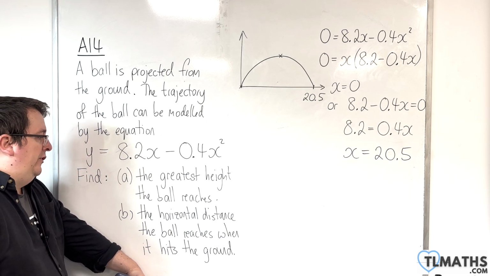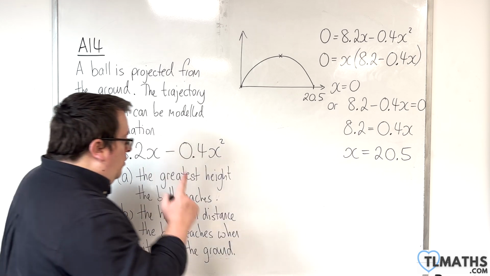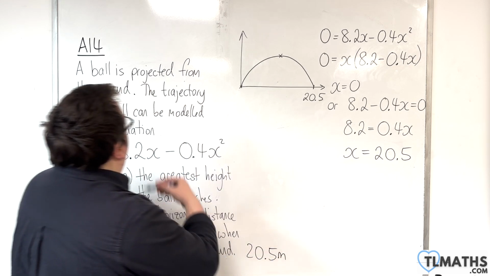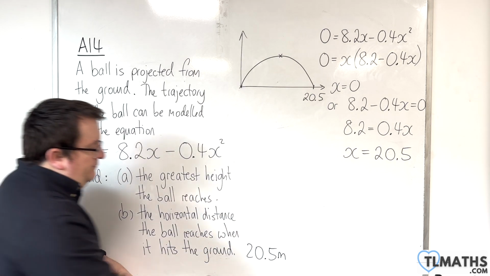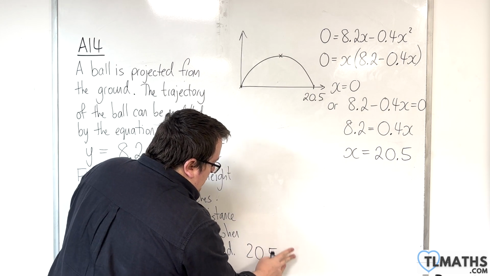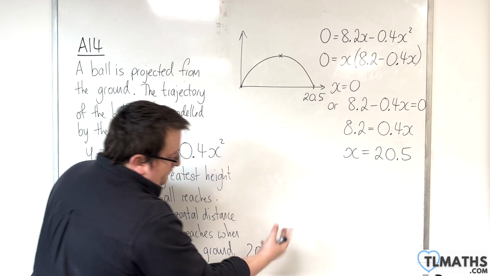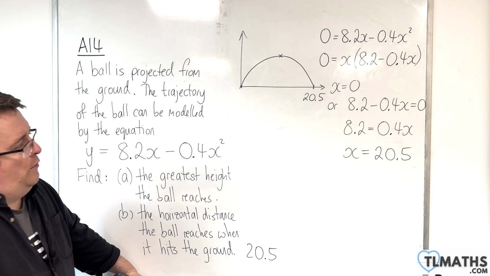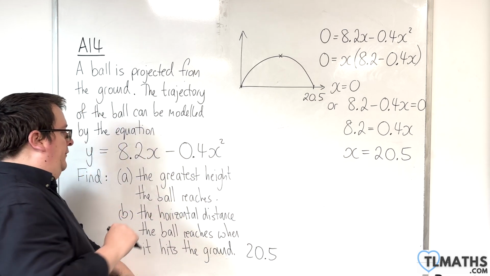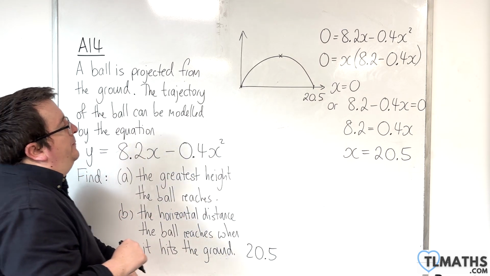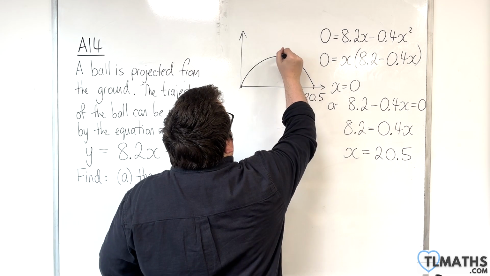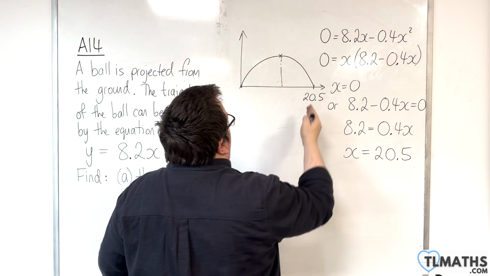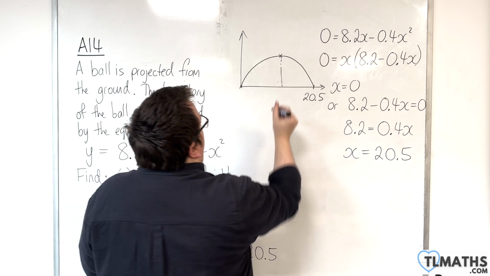The horizontal distance the ball reaches when it hits the ground will be 20.5, and let's assume that we're in meters. Or let's not assume that, but we could be in meters. 20.5. So we still need to answer the greatest height the ball reaches. Well, that's going to be at the halfway point of this curve. So half of 20.5 is 10.25.